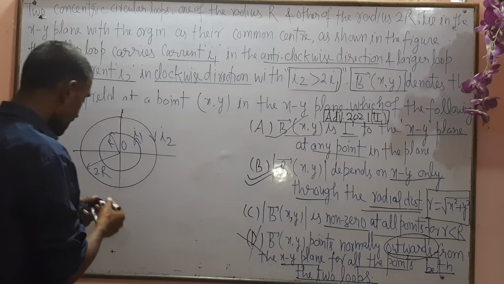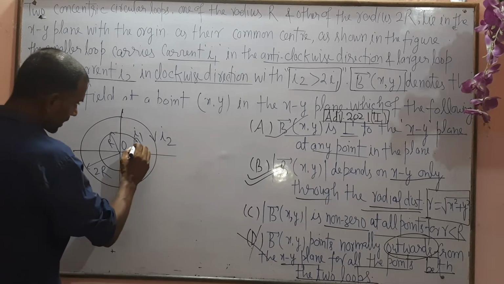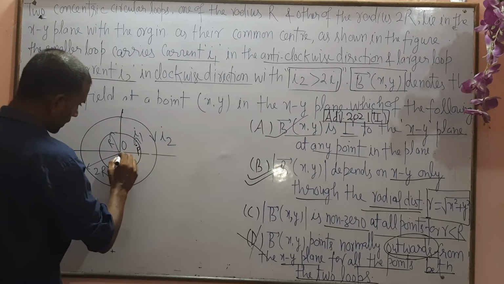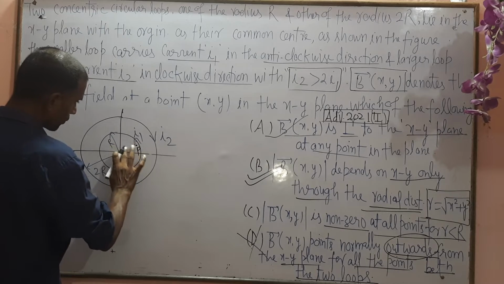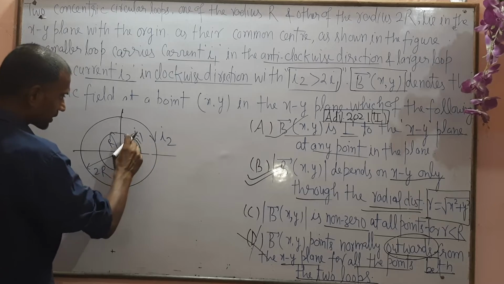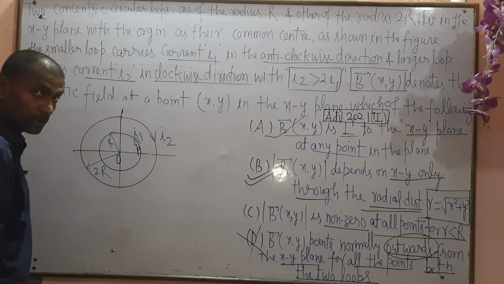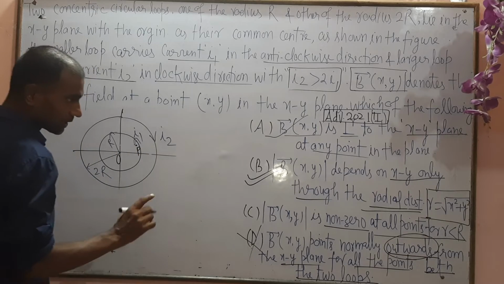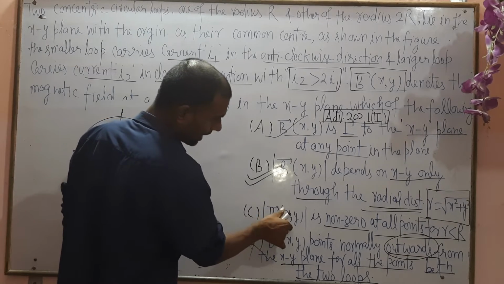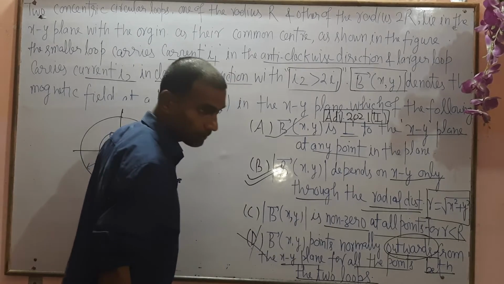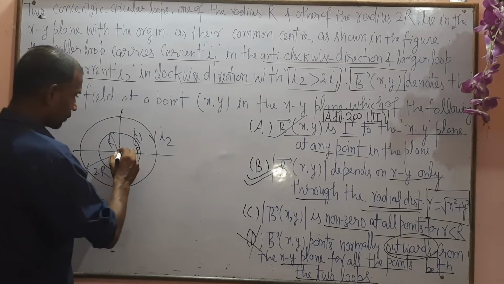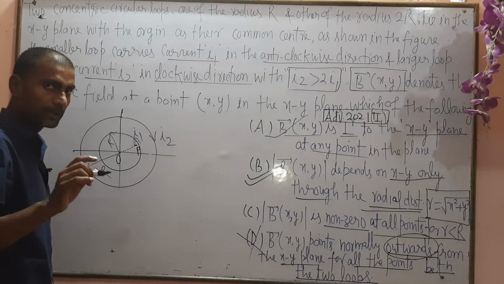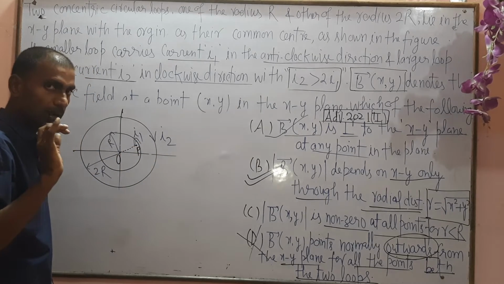Let us suppose this is the P point, and this is the O point. P is just inside the inner loop. So in this question, it says that the B vector magnitude is non-zero at all points, which means inside the loop we can say the magnetic field will always be non-zero.